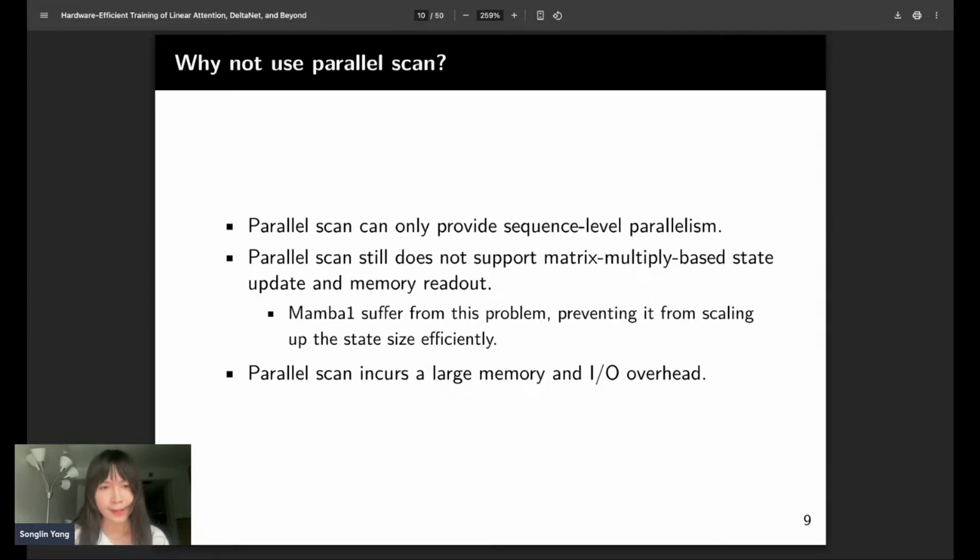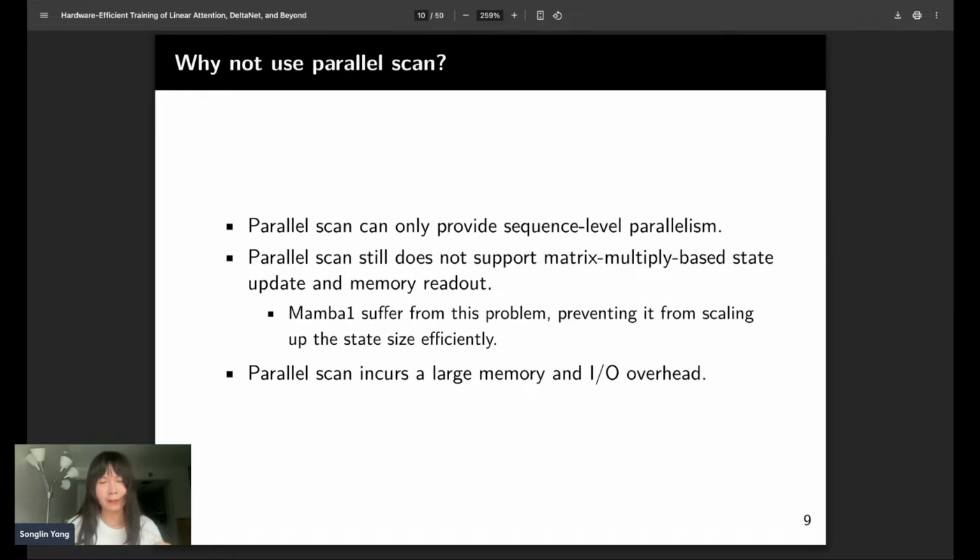A common question is: why don't we use the parallel scan to train this linear attention model? The first limitation of the recurrent form is that it cannot parallelize across the sequence length. But this is a linear recurrence, and we all know that a linear recurrence can be parallelized across the sequence length using the parallel scan algorithm. In the linear attention case, parallel scan can provide sequence level parallelism. You can do parallel computation for different chunks of data.